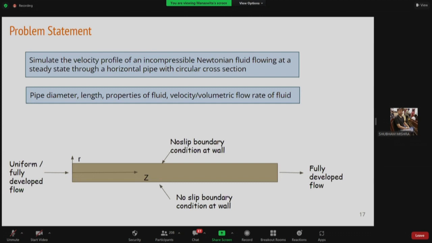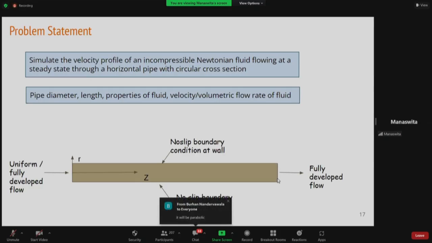Fully developed flow means the velocity profile will not change further, it will remain the same. So suppose this is the z direction, that means duz/dz is going to be 0. So duz/dz being 0 at this boundary is the gradient condition being satisfied. We are defining the gradient of the velocity at this face, and at the other faces we are saying velocity itself is zero.